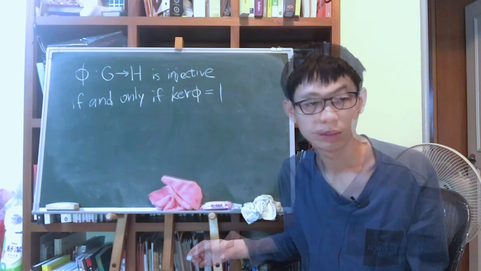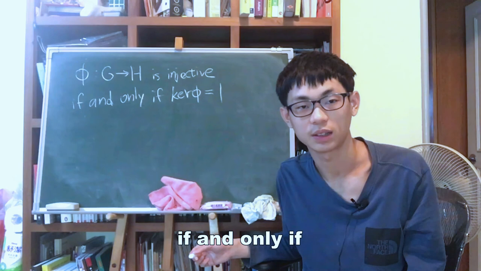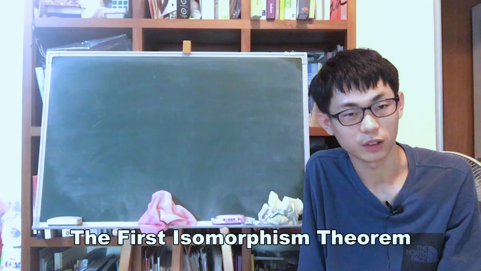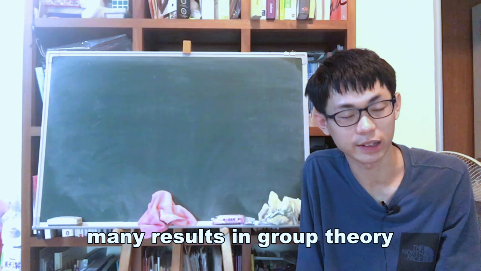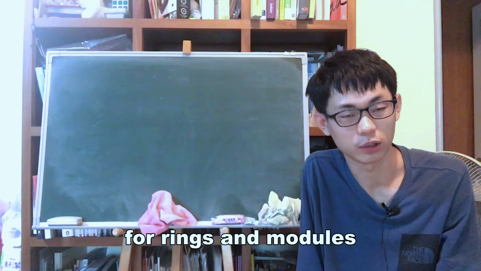A corollary is that the homomorphism phi mapping G to H is injective if and only if the kernel of phi is the identity subgroup. The first isomorphism theorem is used to prove many results in group theory, for example, the second and third isomorphism theorems. There are also isomorphism theorems for rings and modules.